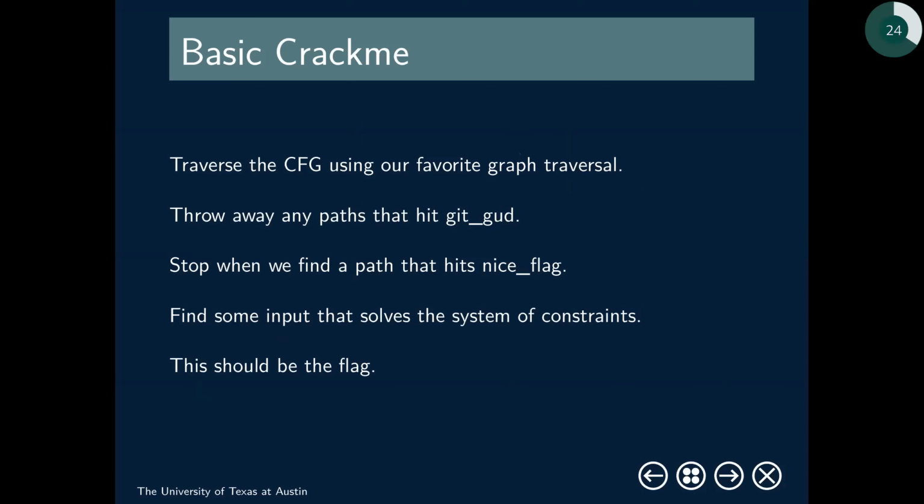So yeah, we're going to traverse the CFG using an arbitrary graph traversal. Generally, we'll use like a breadth-first search just for simplicity. We're going to throw away any paths that hit the bad path, and we're going to stop when we find any path that hits the good path. Then we just need to find some input that solves the system of constraints outputted by symbolic execution, and this should be the flag.